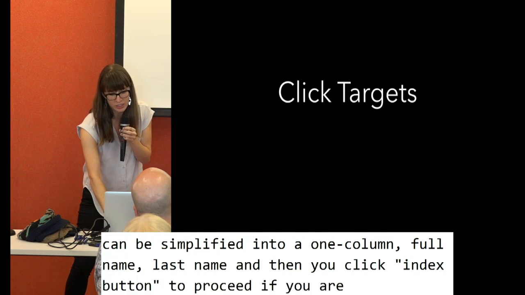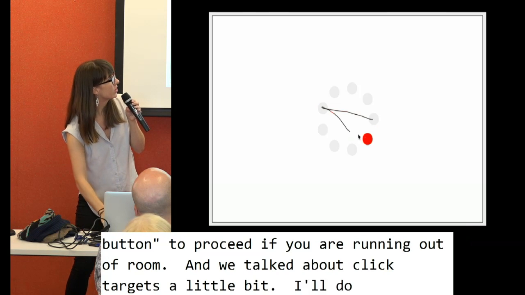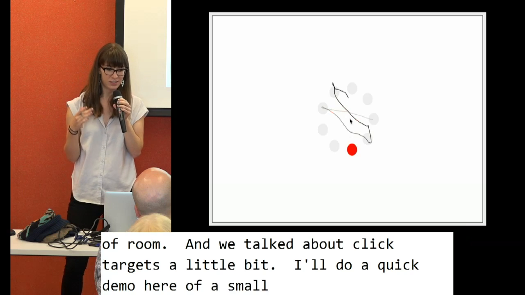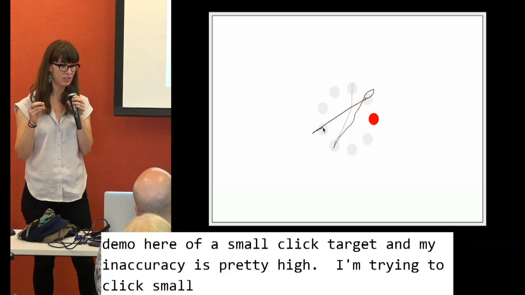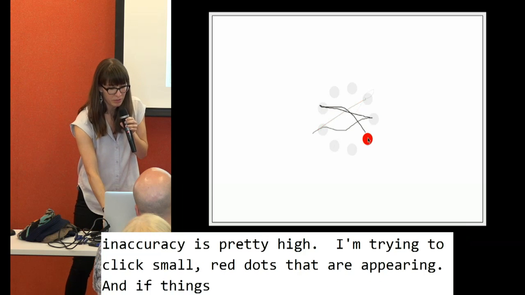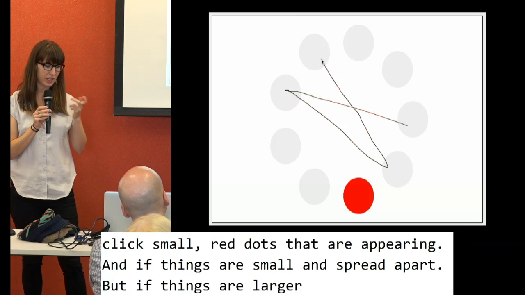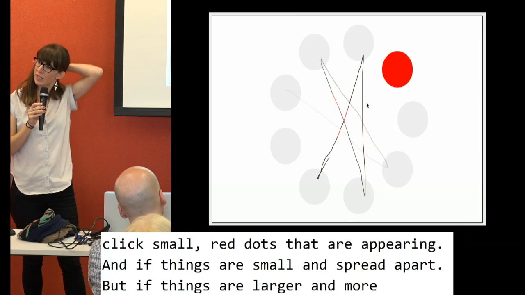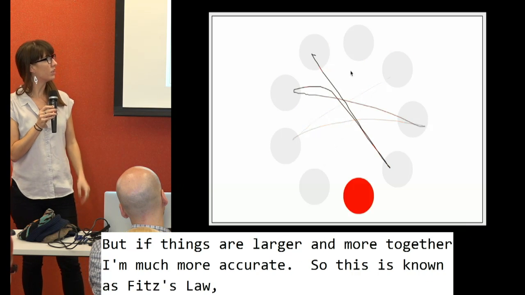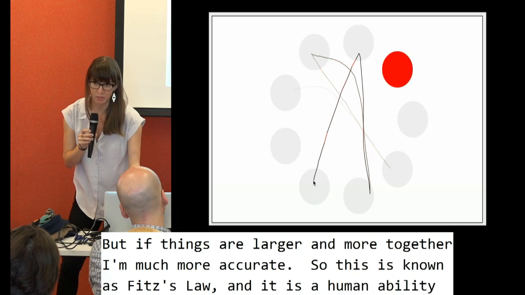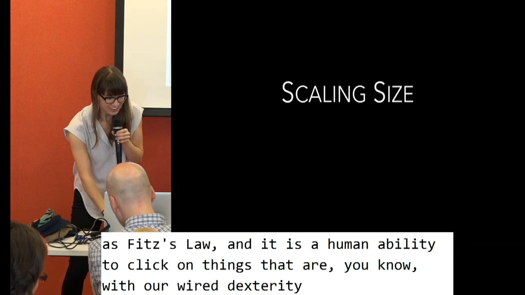And we talked about click targets a little bit. I'll do a quick demo here of a small click target, and my inaccuracy is pretty high, trying to click small red dots that are appearing if things are small and spread apart. But if things are larger and more together, I'm much more accurate. So this is known as Fitts's Law, and it is the human ability to click on things that are, with our wired dexterity and things like that. So take a look at that.